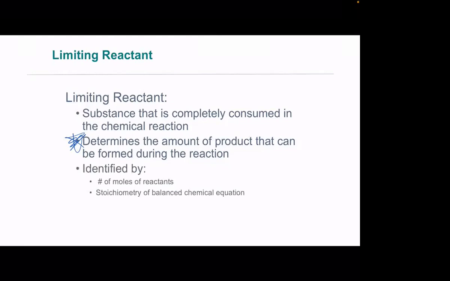All right, so the limiting reactant is identified by the number of moles of reactant and the stoichiometry of the balanced chemical equation. That's what we're going to do. We're simply going to look at what we're given, look at the recipe, and how much we're given, and from that we should be able to determine which one's limiting.